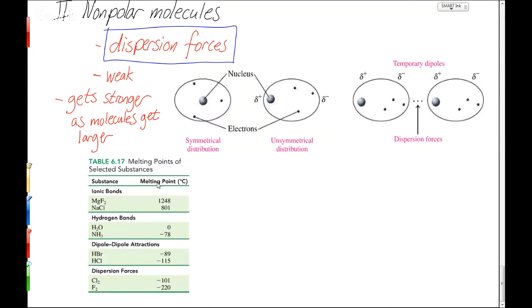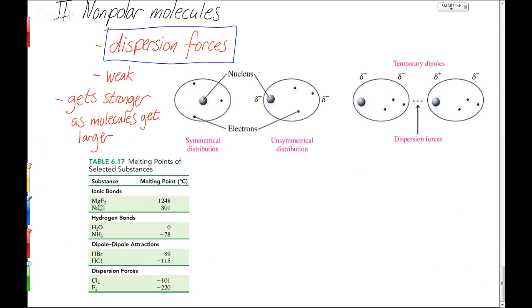So there's melting points of some substances. Let's look at these different kinds of interactions and what that does to the melting point. So you've got ionic bonds, these super strong interactions between positive and negative ions. Melting points are super high. If you can't see that in the back, they're in like the 800s to 1000s. That's how many degrees it takes to separate these things away from each other because they're so strong.